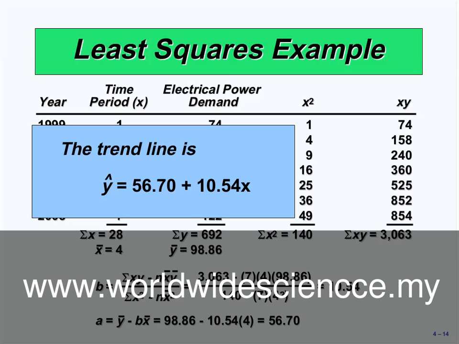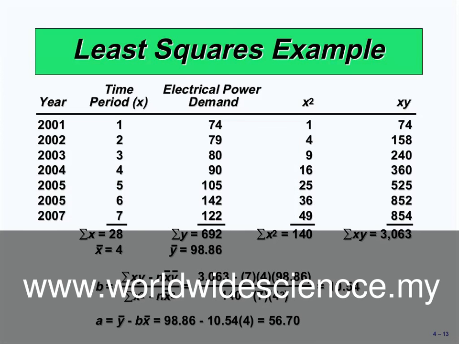No, I gave you an example. For example, because we have calculated the linear equation, now A and B have been calculated and, thank you so much, Mr. Qiyasi, the trend line or the equation line is clear now. Y is equal to 56.7 plus 10.54 multiply X.